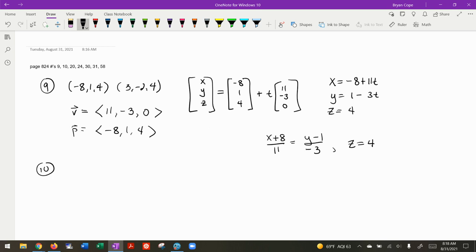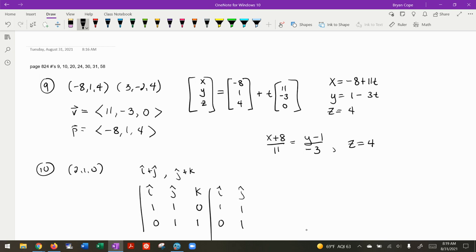All right, for number 10, we're going to find the line through (2, 1, 0) and perpendicular to both i plus j and j plus k. Okay, so if the line is perpendicular to both of those, its direction vector is going to be the cross product of those two vectors. So let's take the cross product of those two vectors, which is (1, 1, 0) and (0, 1, 1). So we'll do i, j, k, with 1, 1, 0 and 0, 1, 1.